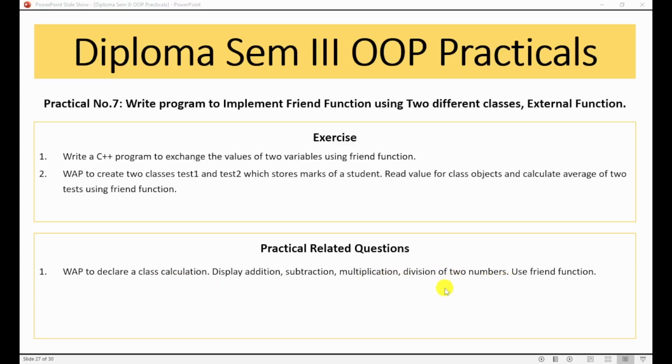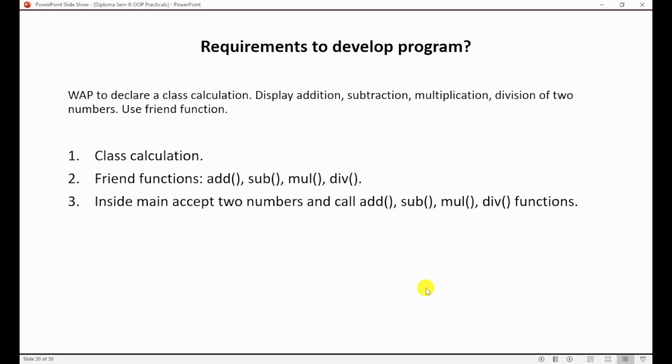So if you see the structure of this program, we have to create a class, that is calculation, then these are the functions that we have to design, and we have to call those functions inside main function, and all these functions will be friend functions. So let us move to the coding part directly.